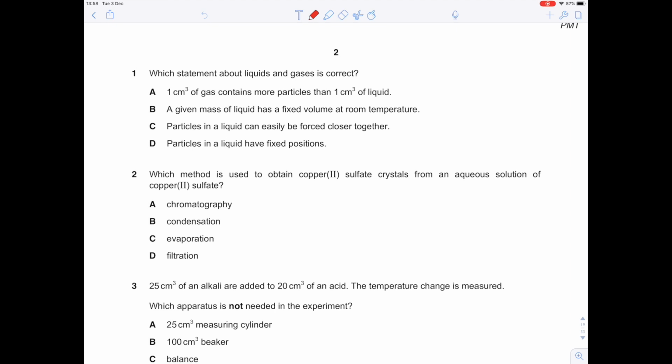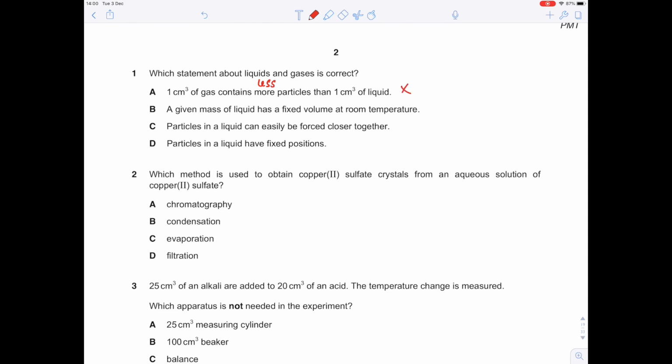Which statement about liquids and gases is correct? A: 1 centimetres cubed of gas contains more particles than 1 centimetres cubed of liquid. Now A is incorrect, obviously, because we know that the particles are further apart in a gas, and so there's no way that 1 centimetres cubed of a gas will contain more particles. It will be less.